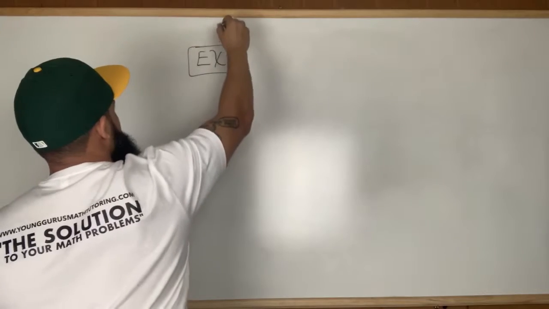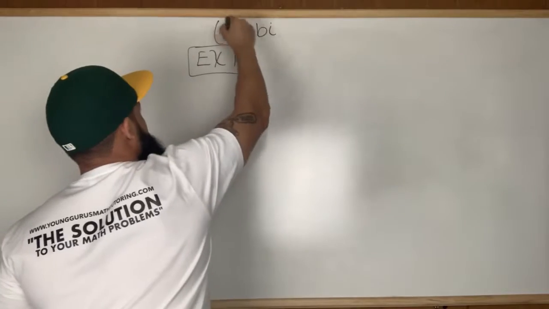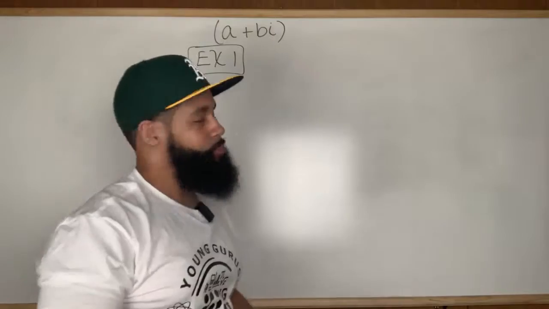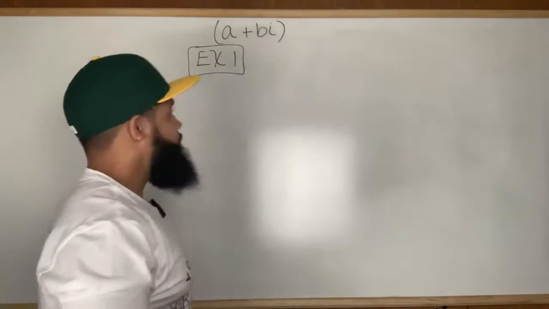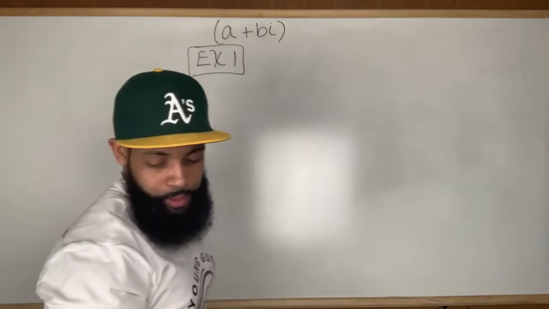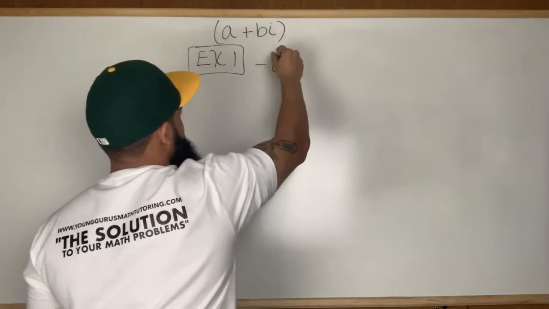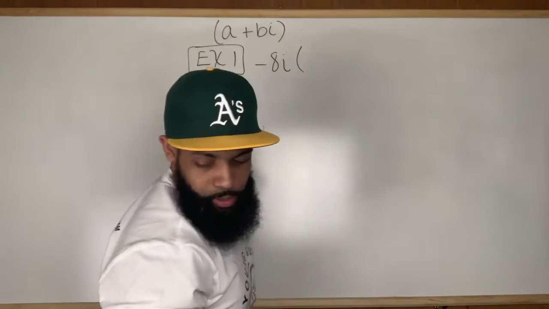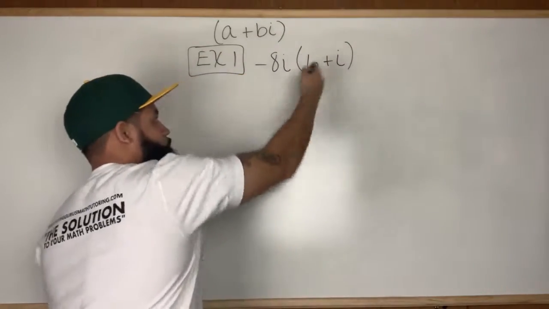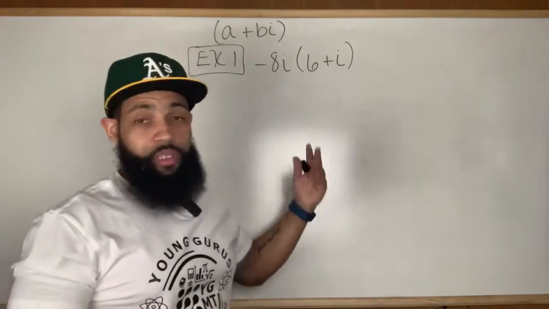Example 1, and just so we know, that's a complex number. Most of the time it's put in parentheses when you're adding and multiplying them, but it doesn't have to be in parentheses. The first part is real, the second part is imaginary, so that's what a complex number is. Let's say I have negative 8i times 6 plus i.